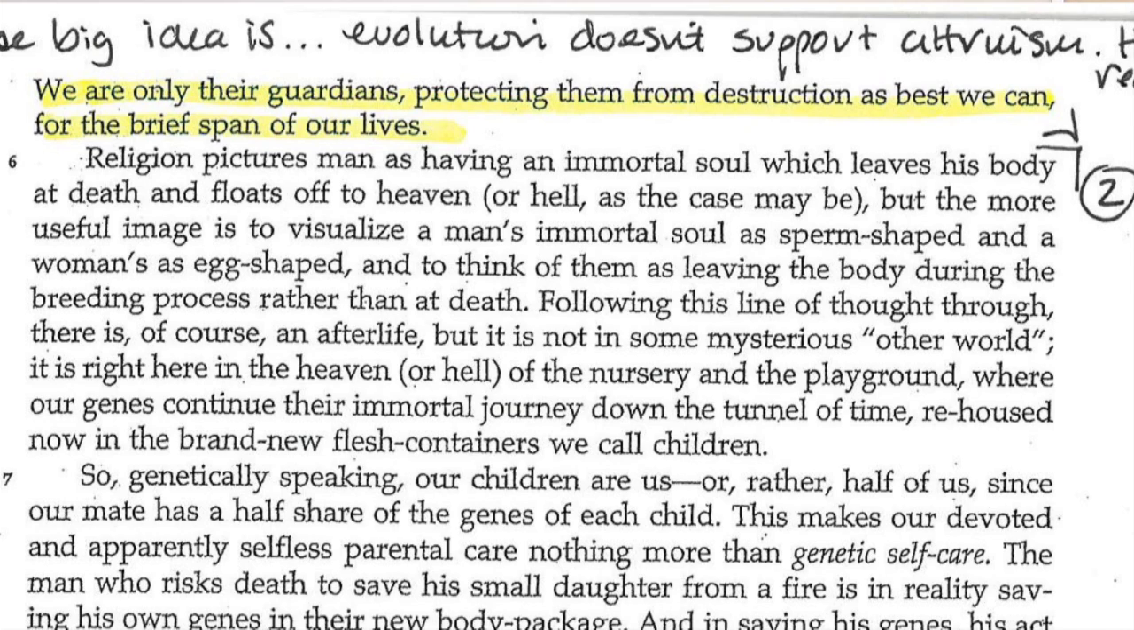I'm summarizing the issue in the first chunk. I also highlighted the last sentence in chunk 1: "We are only their guardians, protecting them from destruction as best we can for the brief span of our lives." He's referring to our genes, which I think is a key idea from chunk 1.